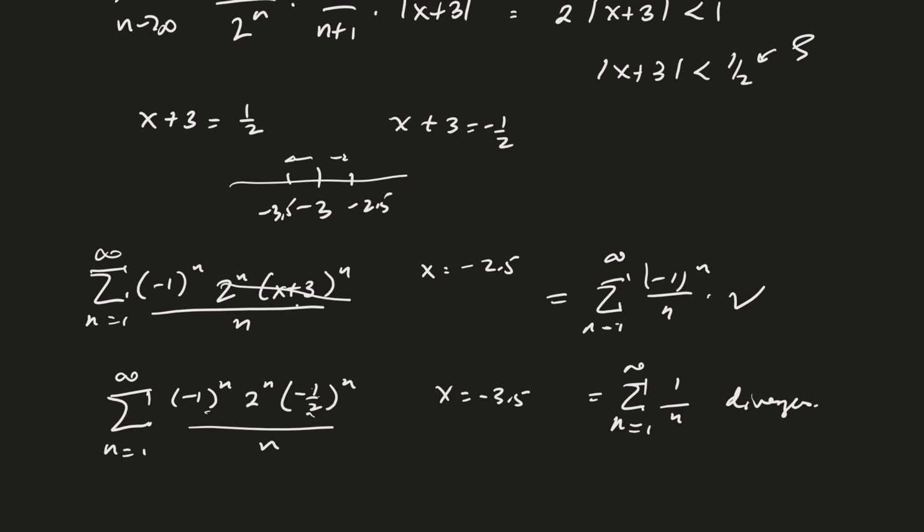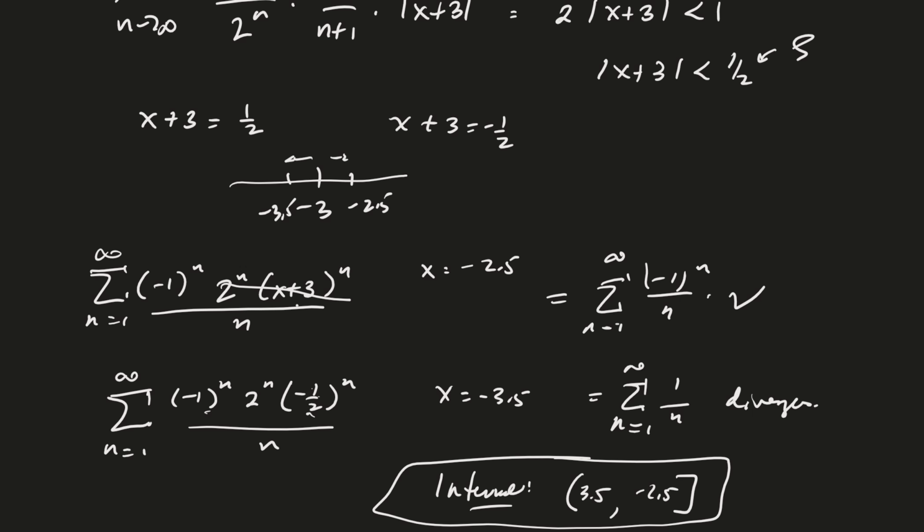Good. So therefore the interval for convergence is going to include the point negative 2.5, but exclude 3.5. Good. All right, so I'll pause here and we'll write down another question.